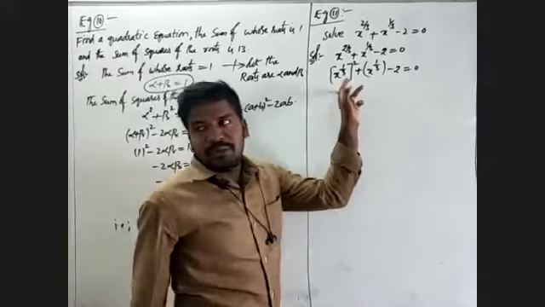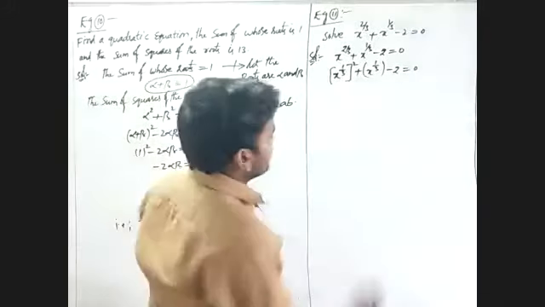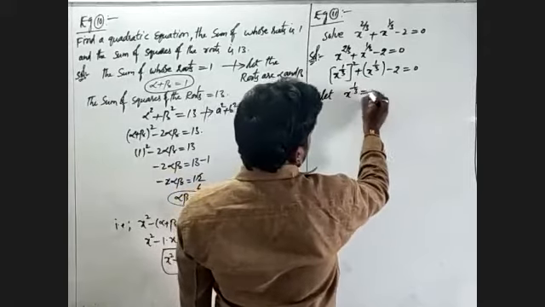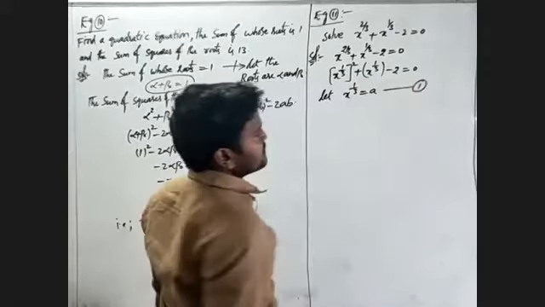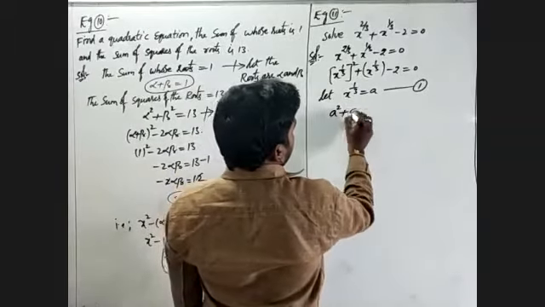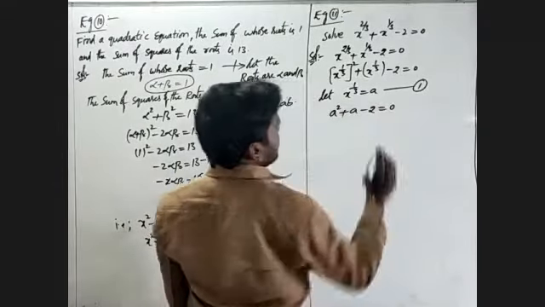Here also x power 1 by 3 is there, and here also x power 1 by 3 is there. Let us take x power 1 by 3 is equal to small a. This is my equation number 1. Remaining, we have to write a square plus a minus 2 is equal to 0.